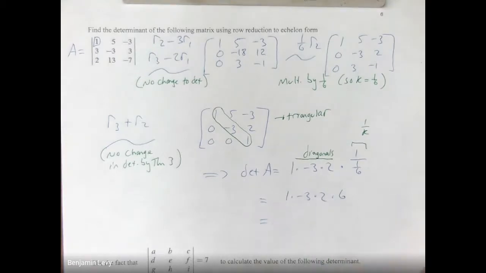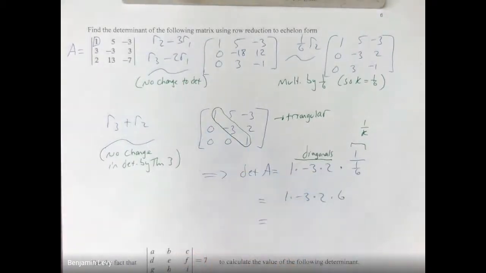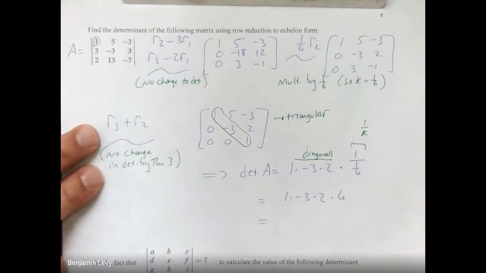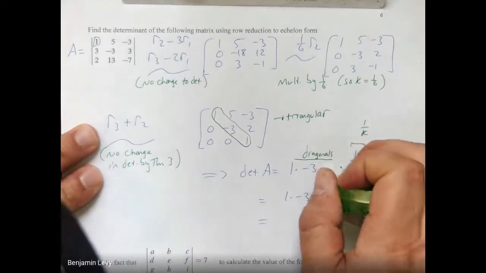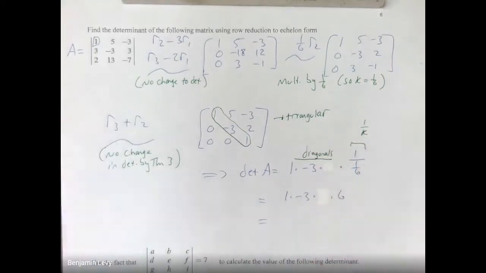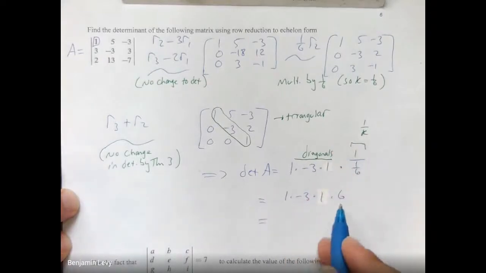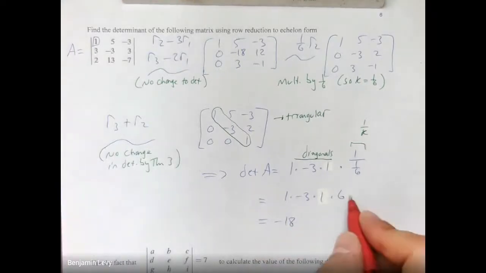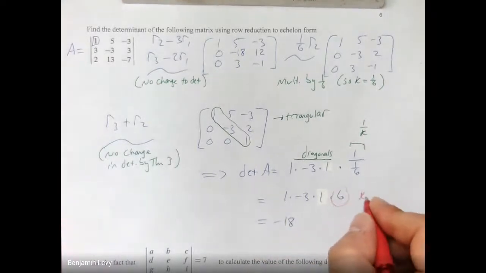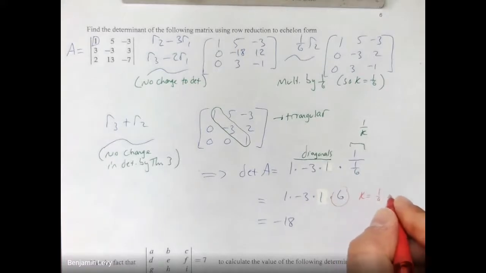I'm sorry, I messed this up. This diagonal is not a 2. It should be 1 times -3 times 1. So this should be a 1 right here. Sorry, I picked off the wrong diagonals. Maybe some of you guys are yelling at me in the video. This should be a 1. And then you get 6 times -3, which is -18. So just to be clear here, this 6 came from k being 1/6 in theorem 3.